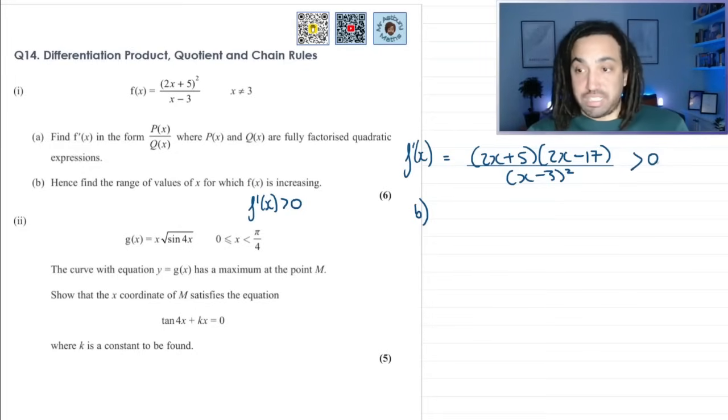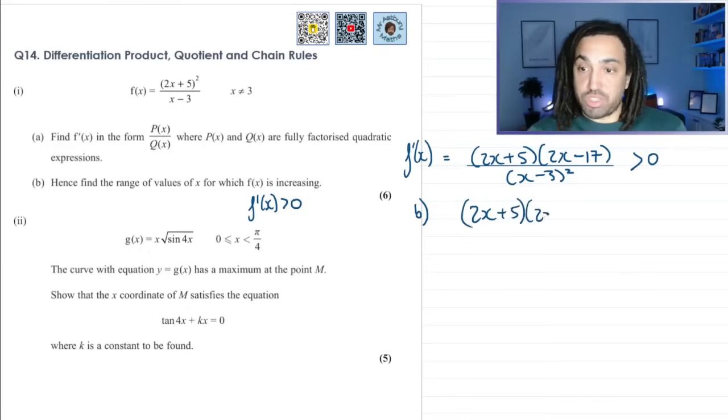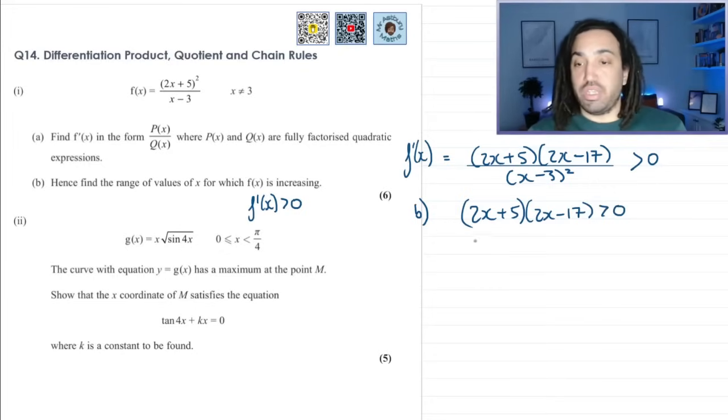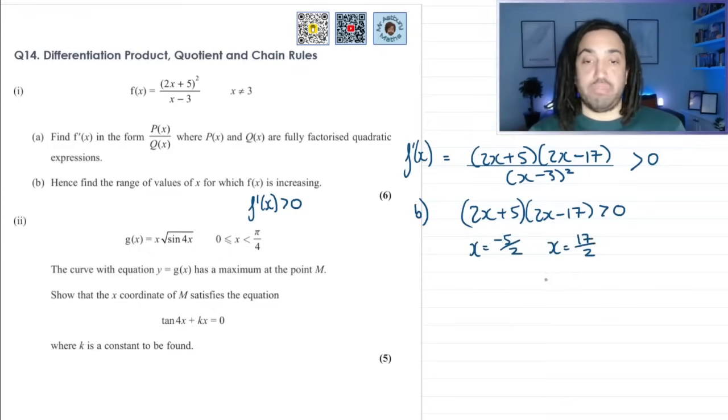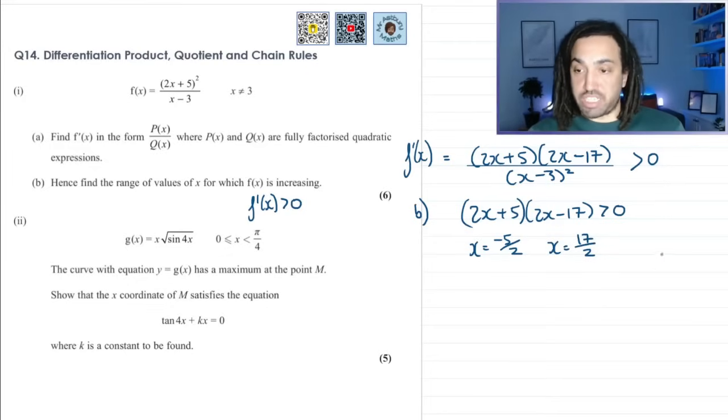And that's going to times by 0, so we just need to solve (2x + 5)(2x − 17) is greater than 0. So this is a quadratic inequality. As you probably remember from GCSE, we can find the critical values, which will be as follows. And then if we just do a quick sketch of a quadratic, we should be able to see which way the inequality signs will go.